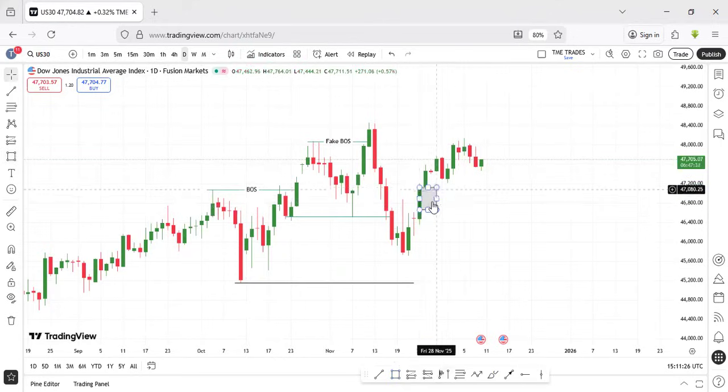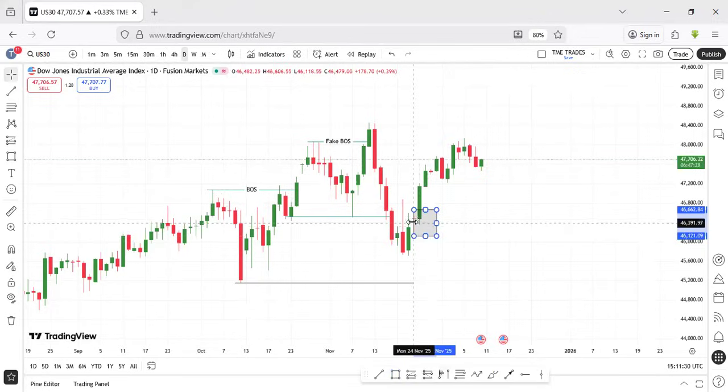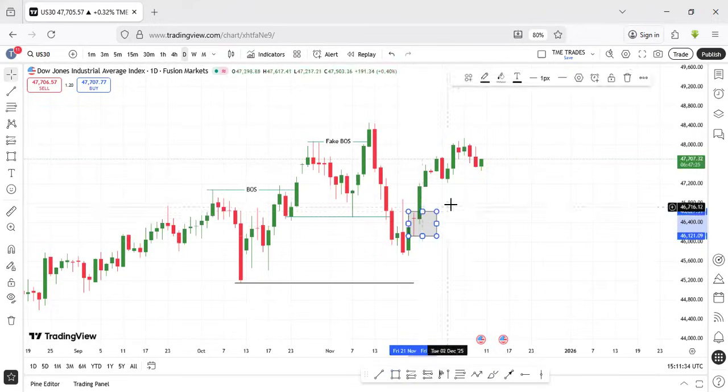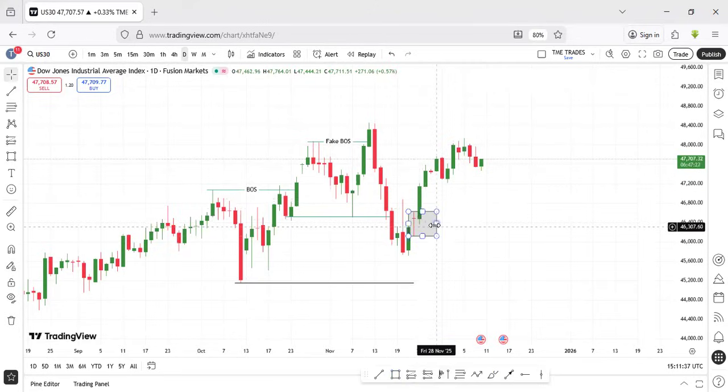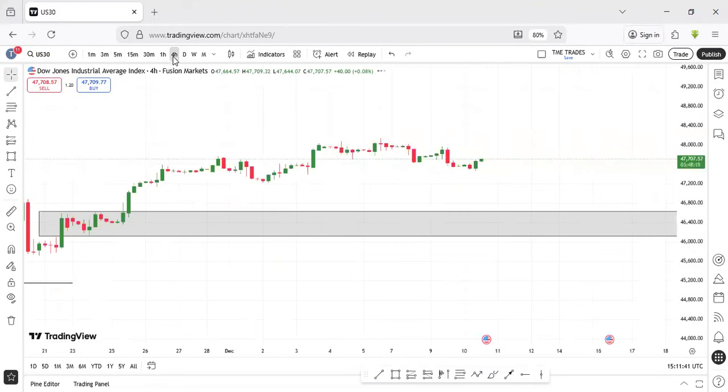And that gap that we have left here right now has a very valid order block. Why is it valid? We have that order block there and we have that gap above it. So let's identify it and move to a lower time frame.